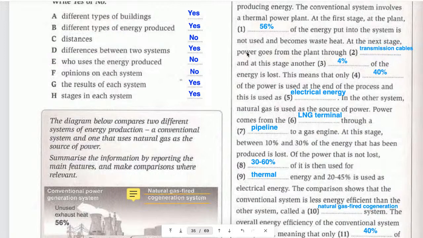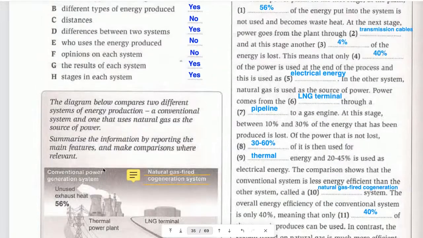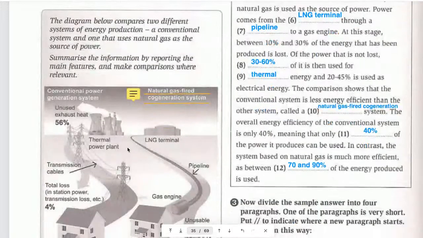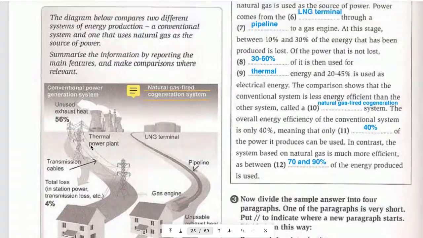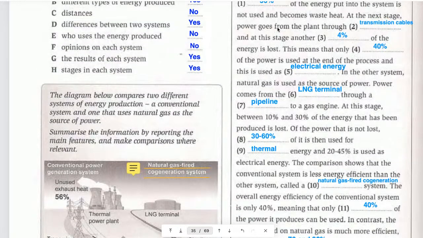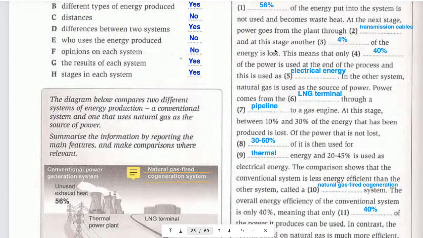At the next stage, power goes from the plant through transmission cables, and at this stage, another 4% of the energy is lost. Okay, now let's check the diagram together and see whether it is described correctly or not. So the next stage right here, you see the word transmission cables, right? Power goes from the plant. Yes, you can see power goes from the plant through transmission cables. You can see from the pictures, right? And at this stage, another 4% of the energy is lost.